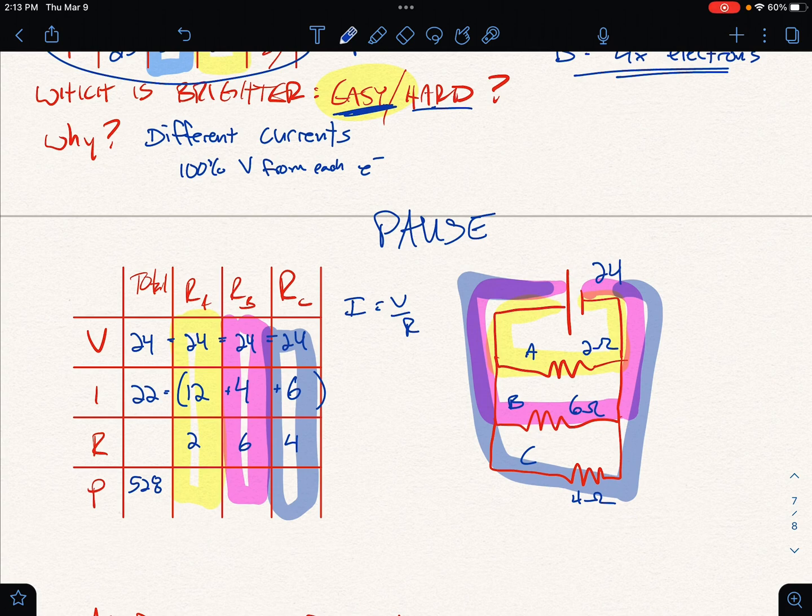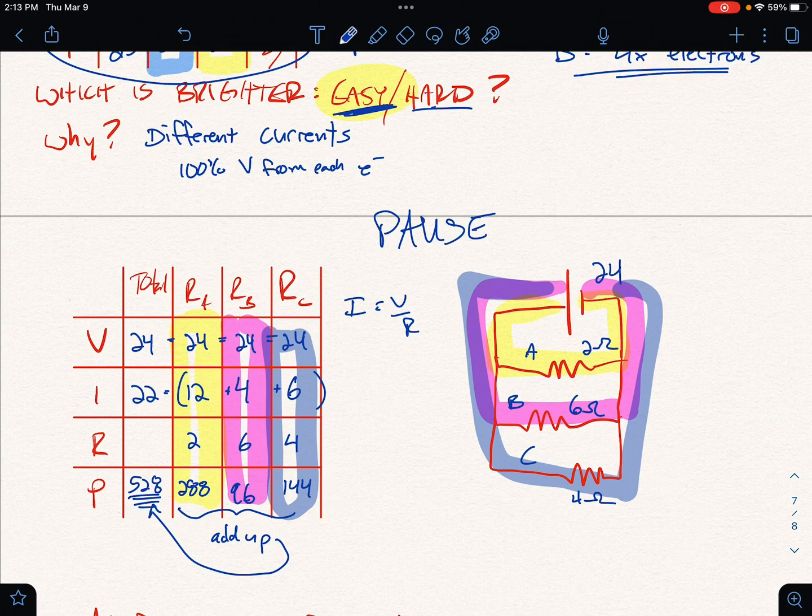And 288 of them are being given to this really easy resistor, 24 times 12. 24 times 4 is 96 of them are going to be given to the really hard one, and the rest, 24 times 6, 144, are going to be given to the medium one. What you'll notice is these three all add up to 528, right? Every single piece of energy that the battery gives out is going to be eaten up by one of these 3 light bulbs right there.